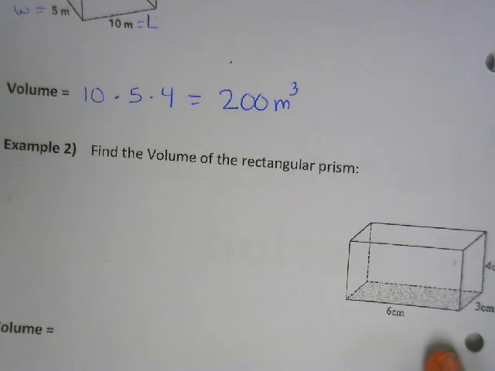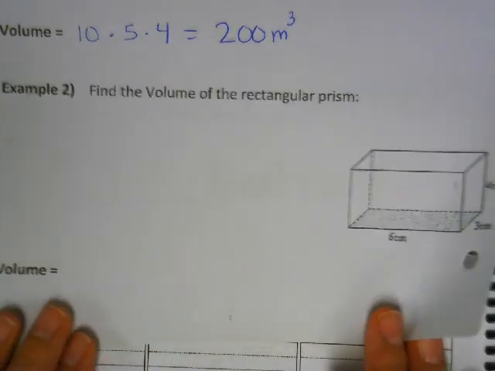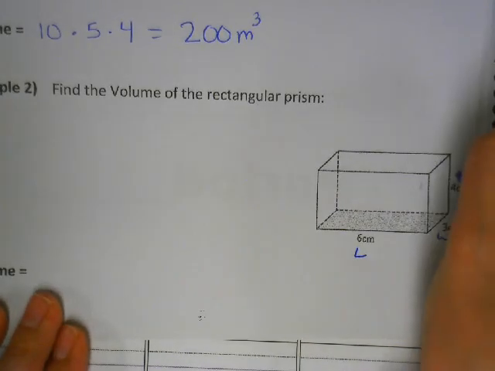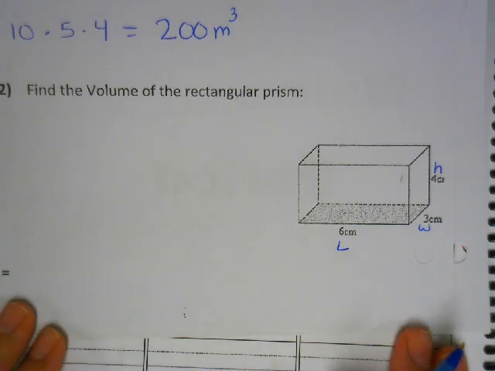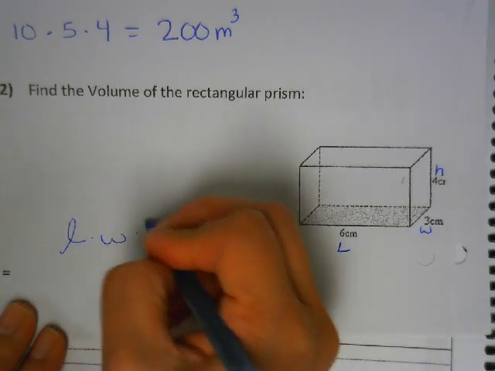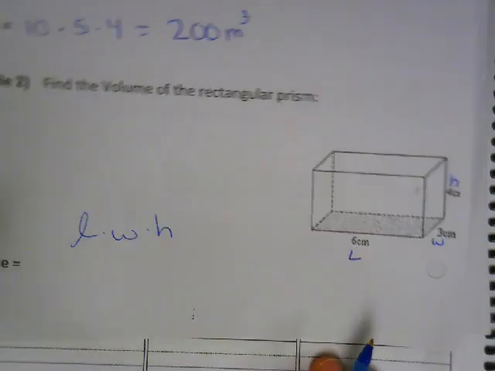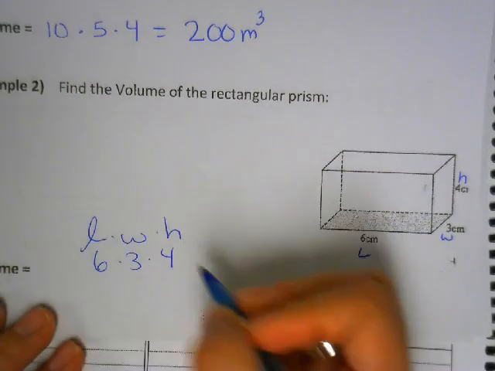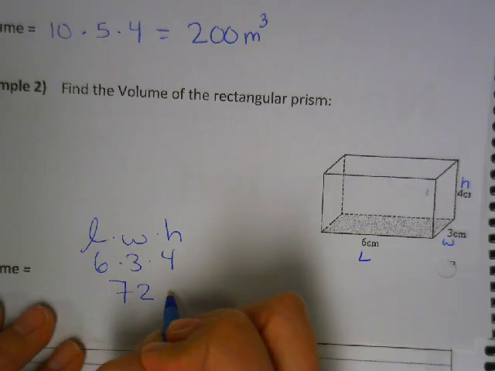Okay. Example number 2. Find the volume of a rectangular prism. So this is our length, this is our width, and this is our height. In a rectangular prism, all you have to do is length times width times height. So if they give you 3 numbers, multiply those 3 numbers. So it would be 6 times 3 times 4. What's 6 times 3 times 4? 72.